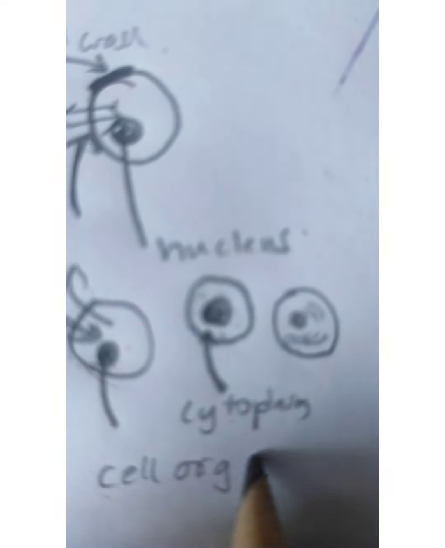Now in the cell you get the nucleus, and there are certain other structures also. They are tiny structures, and these are known as cell organelles. These structures perform different functions in the cell. All the cell organelles are there in this cytoplasm.